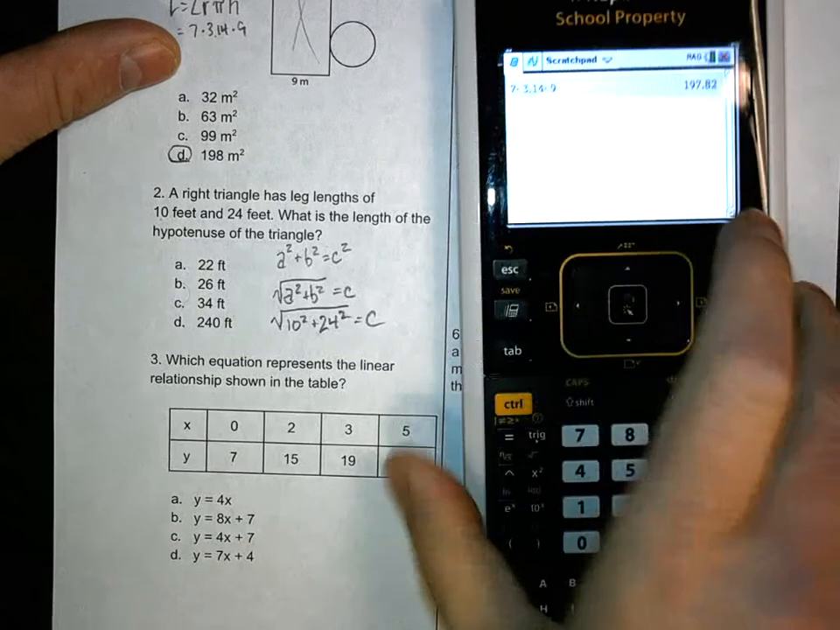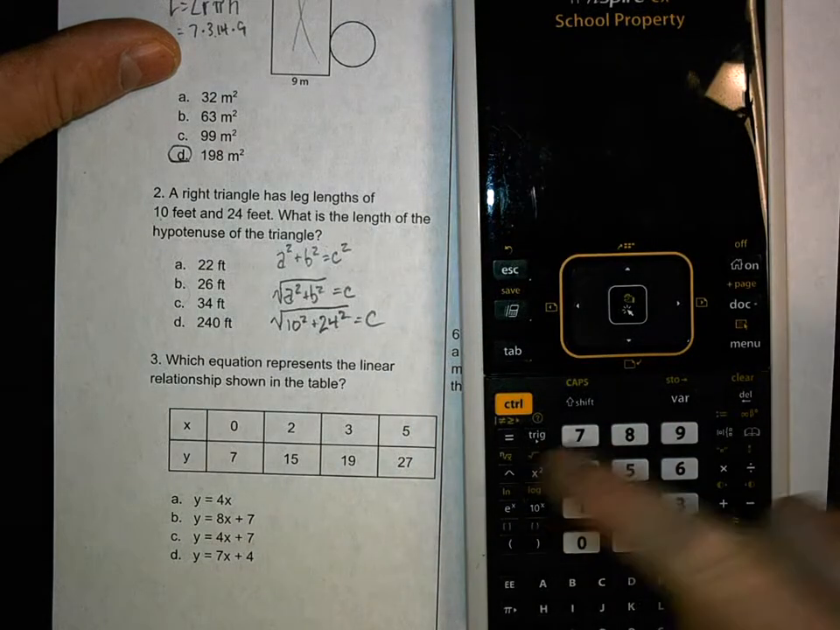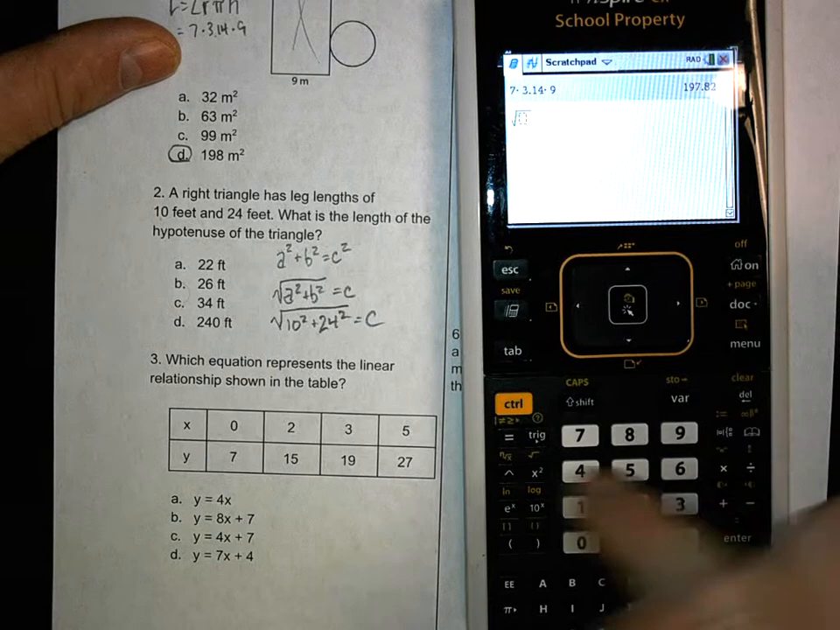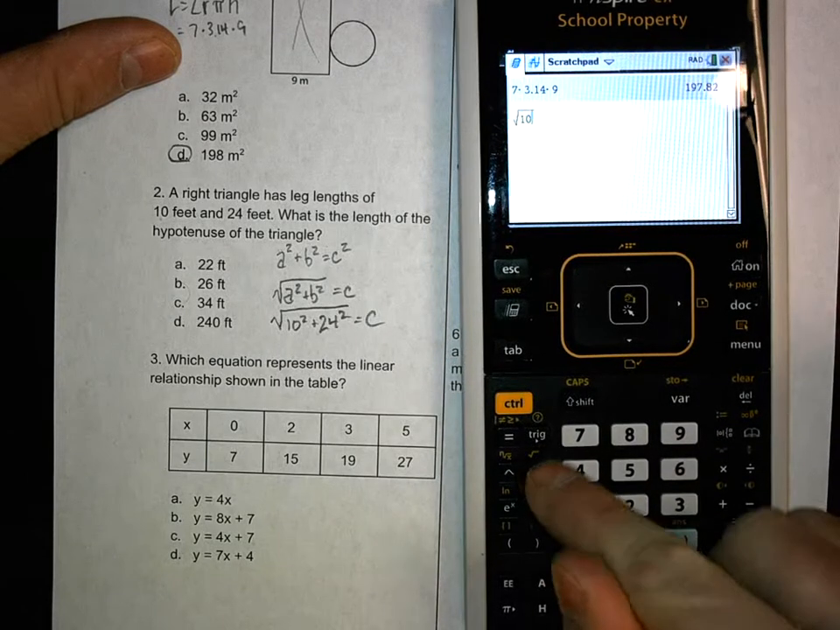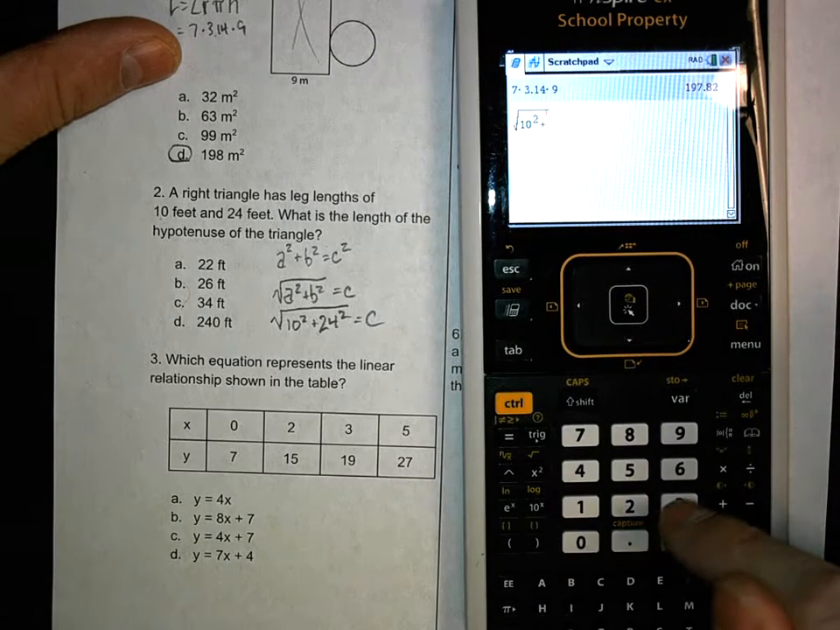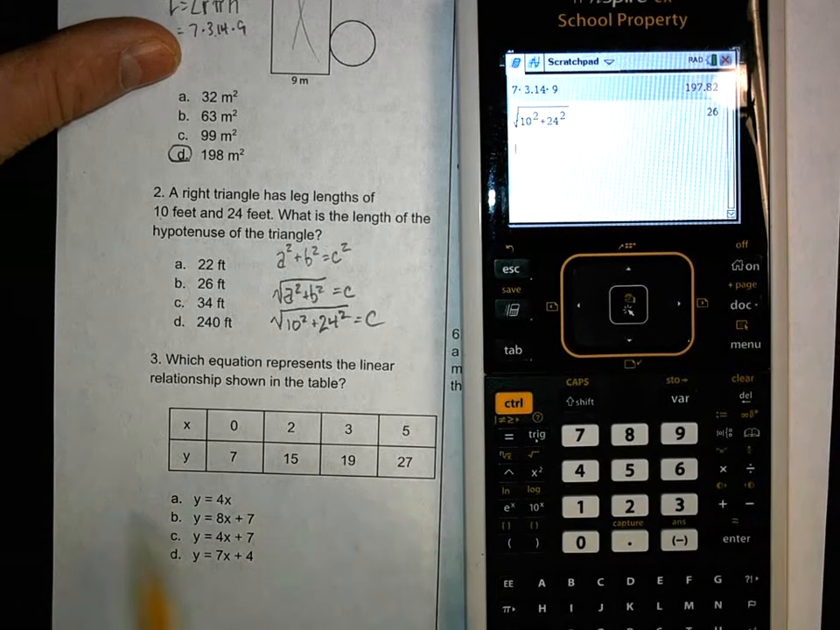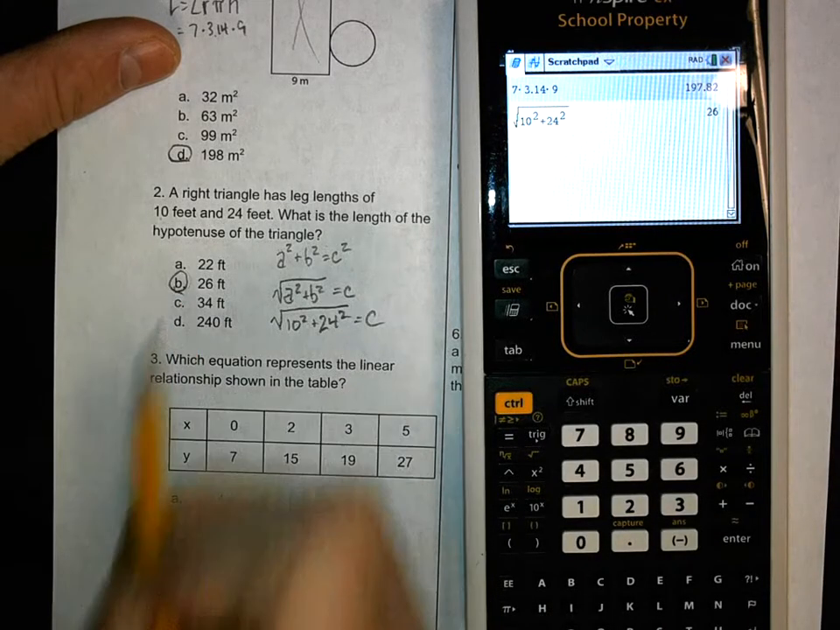Get out my calculator. Square root of 10 squared plus 24 squared, and that equals 26. I look over here and there's my answer, 26. Life's going good.